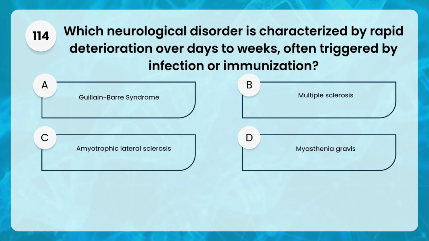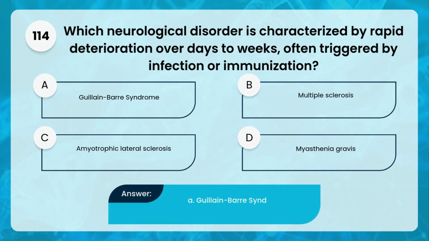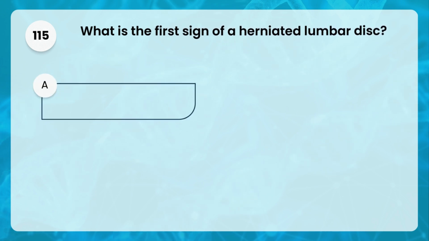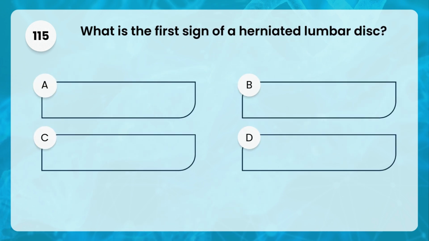Number 114. Which neurological disorder is characterized by a rapid deterioration over days to weeks, often triggered by infection or immunization? A. Guillain-Barré syndrome. B. Multiple sclerosis. C. Amyotrophic lateral sclerosis. D. Myasthenia gravis. The answer is A. Guillain-Barré syndrome.